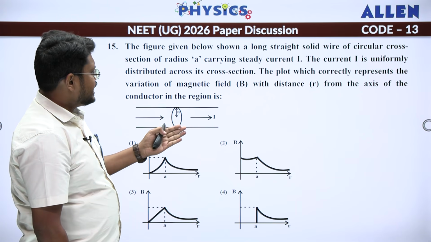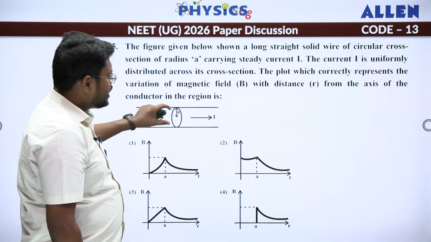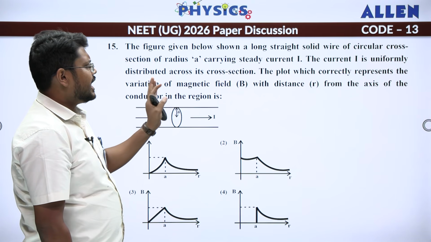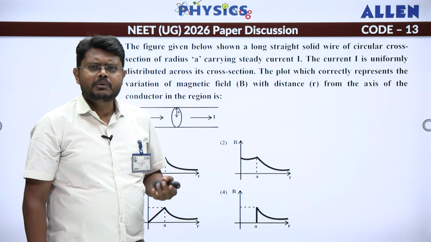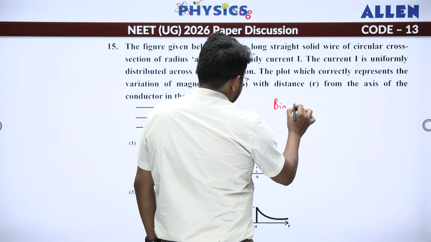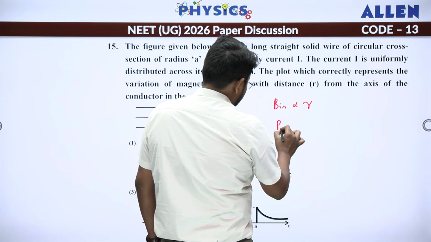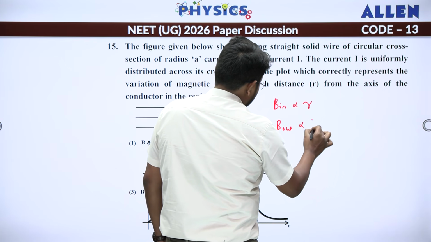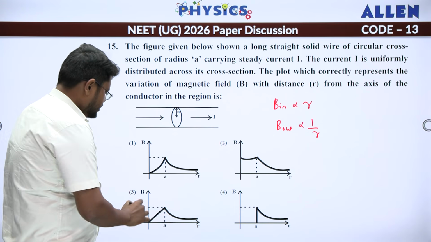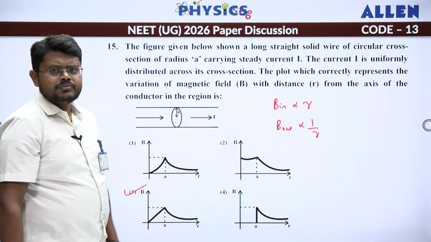Now, here we know that in this rod, we are having a cross section of radius A, okay, and in this current I is flowing. We need to comment about the magnetic field. So, for inside region, magnetic field is proportional to r, and for outside proportional to 1 by r. So, inside it is a straight line, it is directly proportional. So, correct option is third.